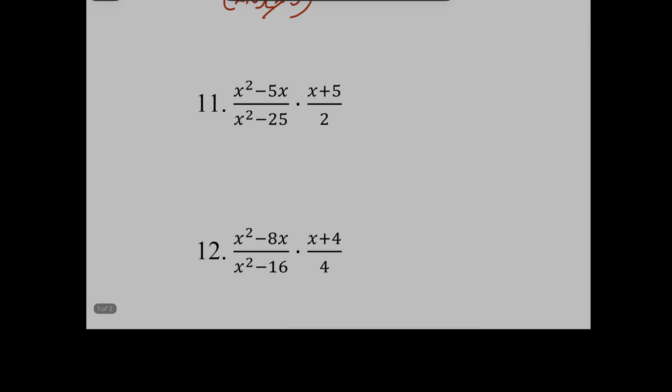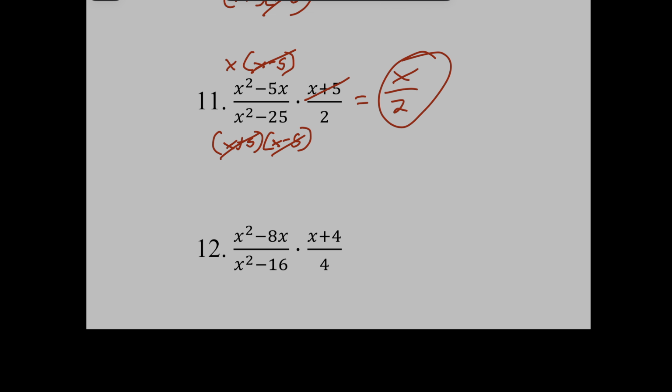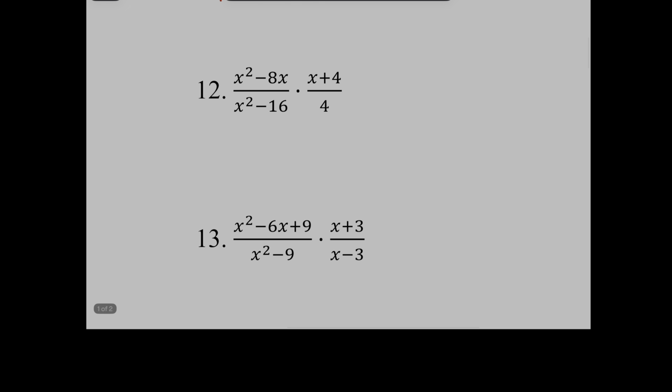Okay, here I can pull out an x, and I'm left with an x minus 5. And down here, I've got an x plus 5 and an x minus 5, difference of 2 squares. Now, x plus 5, x plus 5, x minus 5, x minus 5. What's left over? There's only an x on top, and there's only a 2 on bottom. How about number 12? What's the same on top? I can pull out an x. I'm left with an x minus 8. Down here, I'm left with an x plus 4, x minus 4.